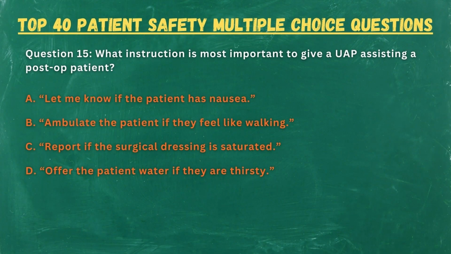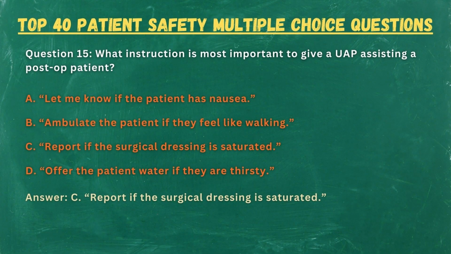Question 15. What instruction is most important to give a UAP assisting a post-op patient? A. Let me know if the patient has nausea. B. Ambulate the patient if they feel like walking. C. Report if the surgical dressing is saturated. D. Offer the patient water if they are thirsty. Answer: C. Report if the surgical dressing is saturated.